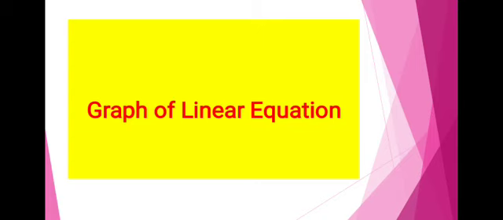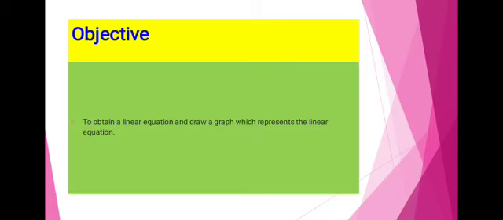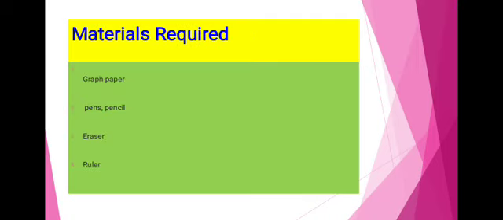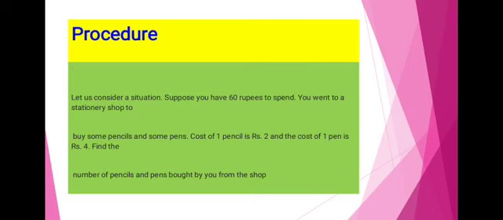Procedure. Now let us consider a situation. Suppose you have 60 rupees to spend. You went to a stationery shop to buy some pencils and some pens. The cost of one pencil is 2 rupees and the cost of one pen is 4 rupees. Find the number of pencils and pens bought by you from the shop.